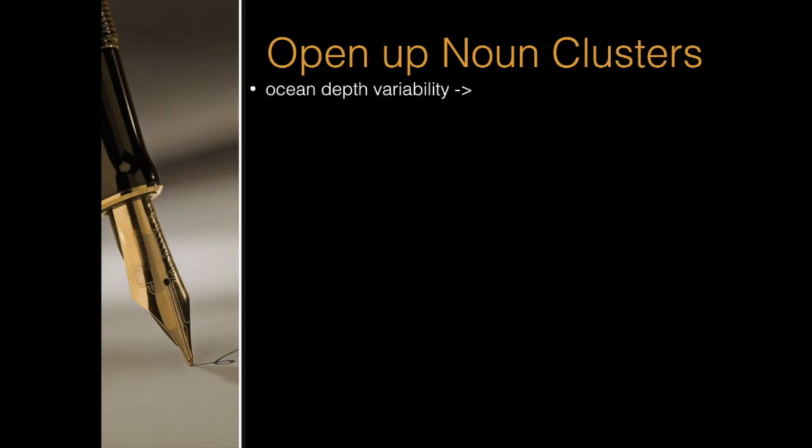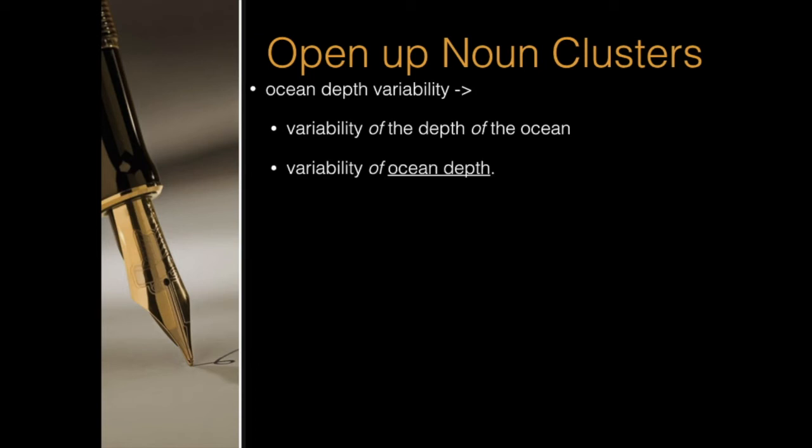First example is ocean depth variability. Let us start from the end, so we put variability at the start, and then complete it as variability of the depth of the ocean. Of is a preposition, and the or the are the articles. But perhaps ocean depth together makes better sense, in which case we leave it so and only rewrite variability of ocean depth or variability of the ocean depth.